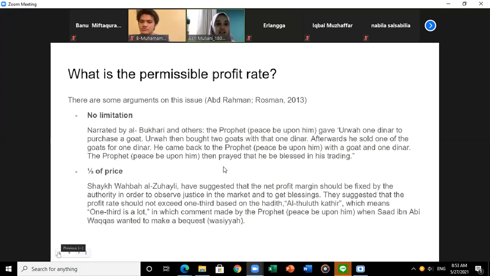They suggested that the profit rate shouldn't exceed 1/3 based on the hadith al-tulut kathir, which means 1/3 is a lot. This was a comment made by the Prophet, peace be upon him, when Sa'ad ibn Abi Waqqas wanted to make a big bequest. So here the key is that 1/3 is a lot, and that's why 1/3 of the price is permissible.